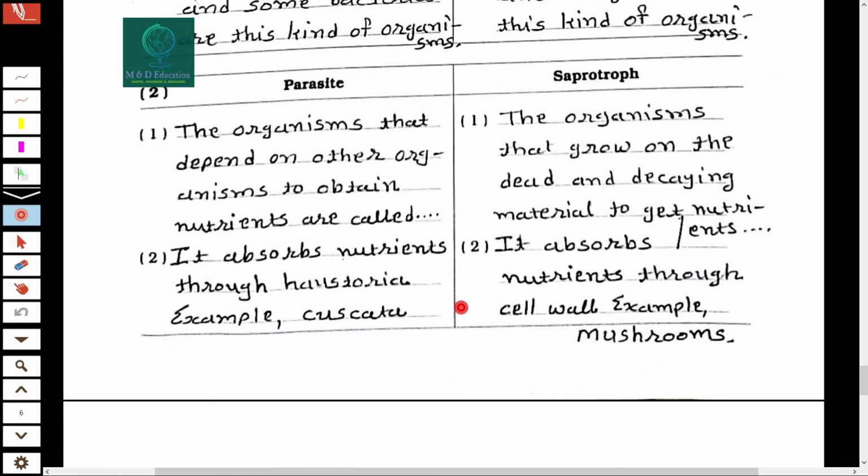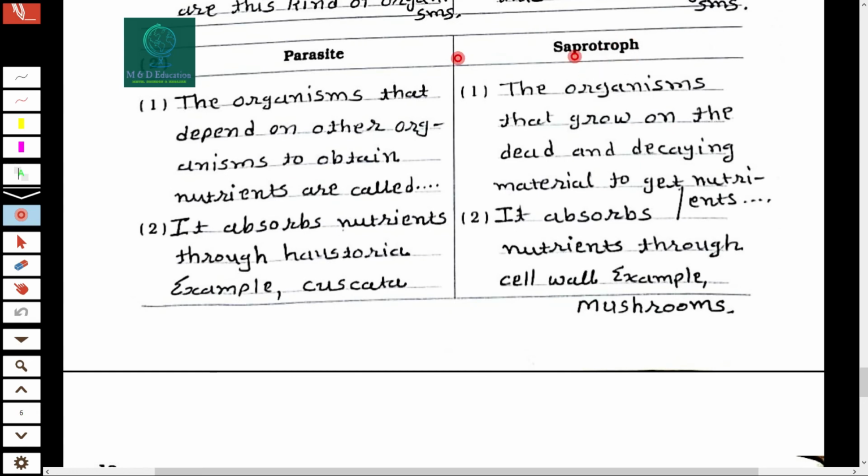Now the second one is parasite and saprotroph. Now the first point is the organisms that depend on other organisms to obtain nutrition are called parasites, and the organisms that grow on dead and decaying material to get nutrients are called saprotrophs. Now the second point is it absorbs nutrients through haustoria, for example, Cascata. And the second one, it absorbs nutrients through cell wall, for example, mushroom.